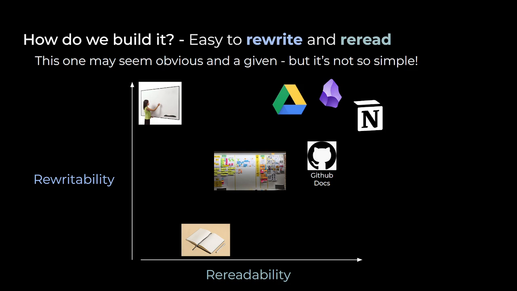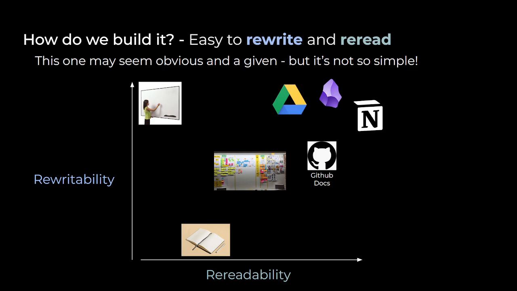All right. So first criteria is easy to rewrite and reread. This might seem obvious, but it's not a given, right? We have classic forms of documentation, such as whiteboards or notebooks. And that's a war room in the very middle. And then we have all of our technical stuff. So immediately we can see that the technical work, including GitHub Docs, is already much more rereadable and rewritable than something like a whiteboard. But that whiteboard is just as erasable and rewritable as Obsidian or Notion or Google Drive.